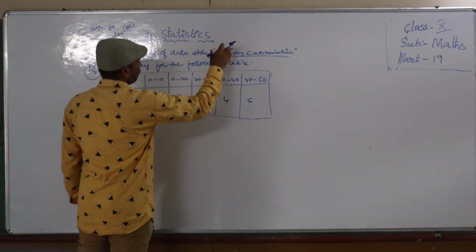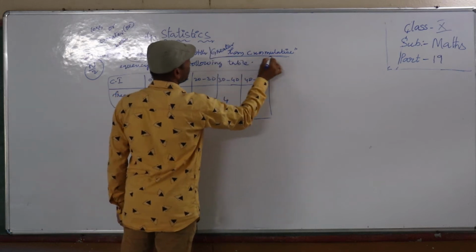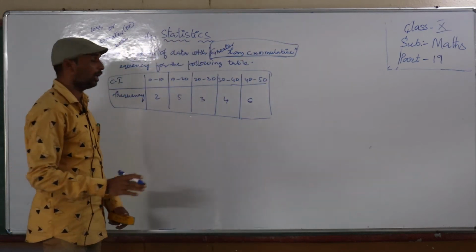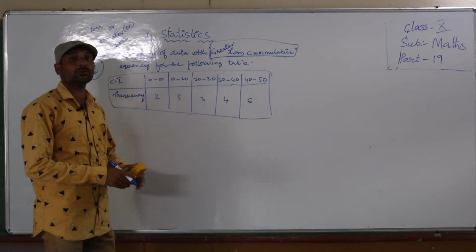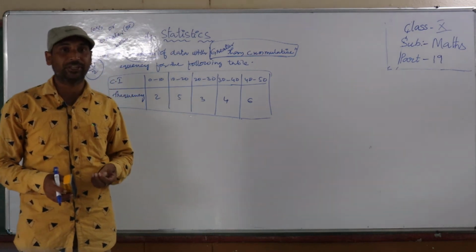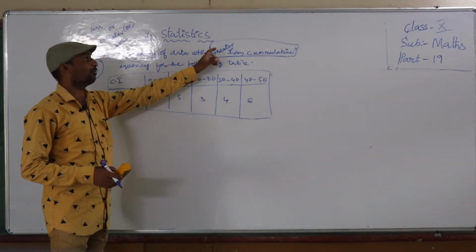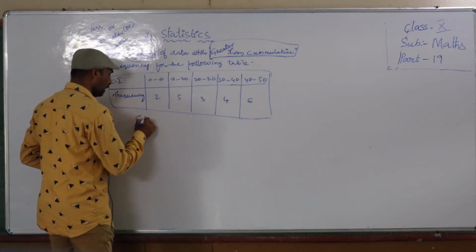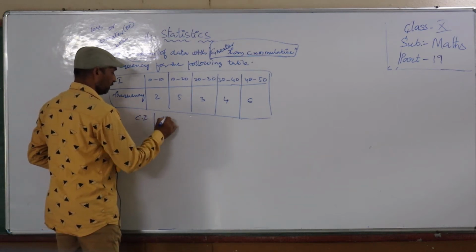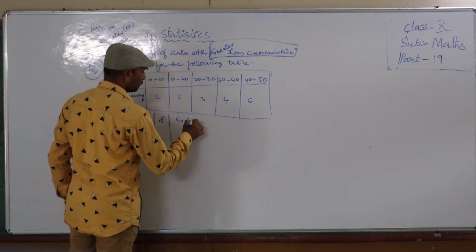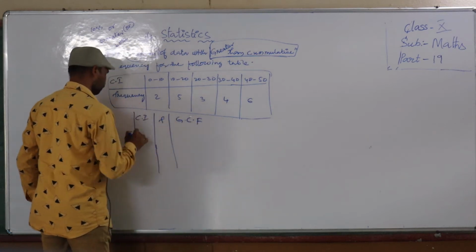So when they are asking greater than, same as before, first we have to prepare a table. But in the table, before, we found the less than cumulative frequency. In this we have to find the greater than cumulative frequency. So class interval, then frequency, then greater than cumulative frequency.